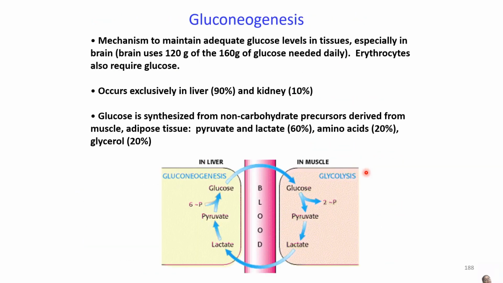Now, if you talk about gluconeogenesis, what is this process? It's basically a mechanism to maintain adequate glucose levels in the tissues, especially in the brain. The brain uses 120 grams of the 160 grams of glucose needed daily. Erythrocytes also require glucose. It occurs exclusively in the liver and kidney. Glucose is synthesized from non-carbohydrate precursors derived from muscle, adipose tissue, pyruvate and lactate, and amino acids.